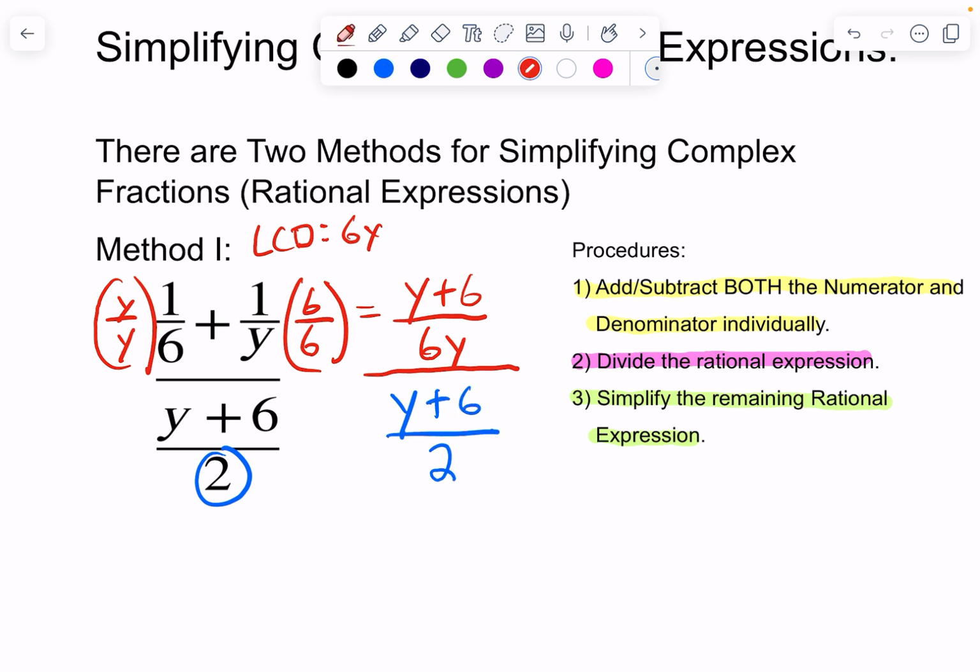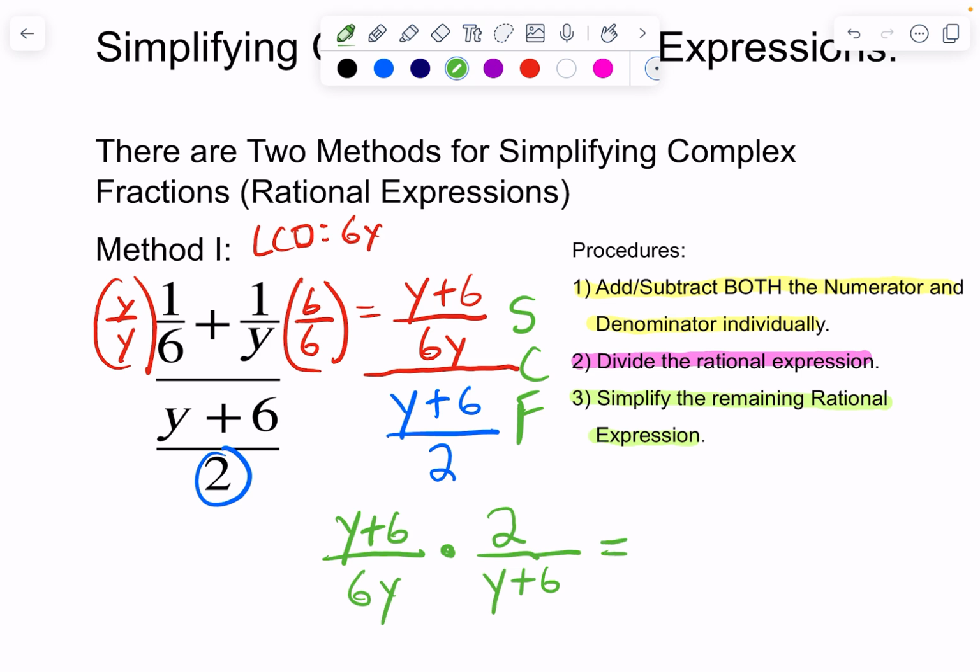And now, good old stay, change, flip. The first fraction will stay the same. We're going to change division to multiplication, and we're going to flip the second fraction, or denominator. And now we're going to simplify. The binomial w plus 6 cancels out with the binomial w plus 6. 2 goes into 2 one time, 2 goes into 6 three times, and I'm left with 1 over 3y. And that is method 1.